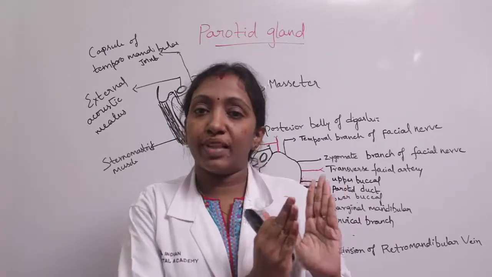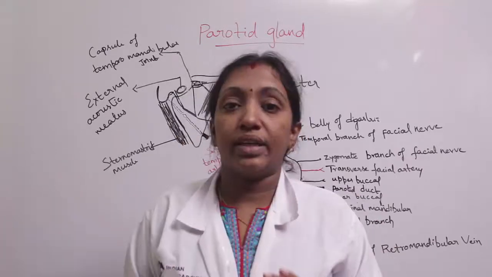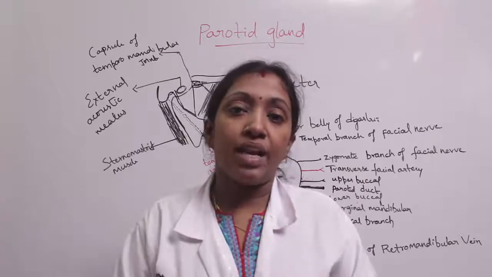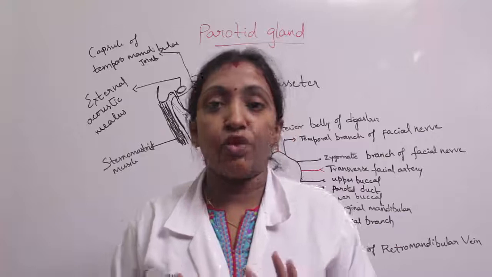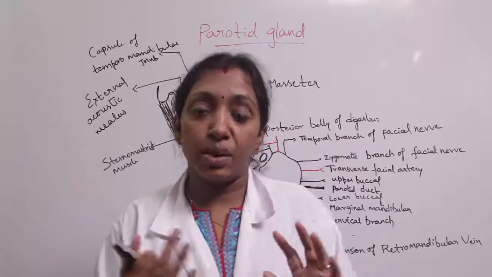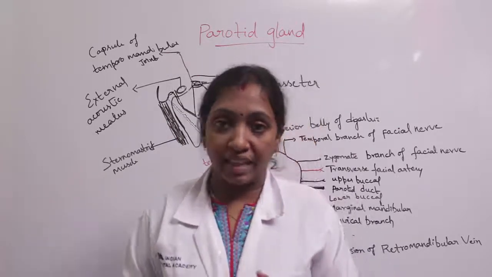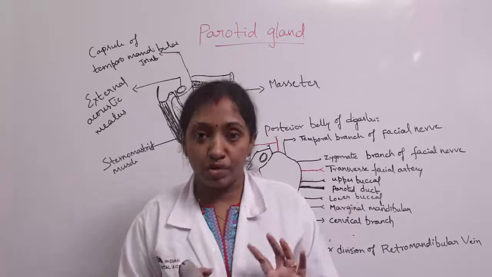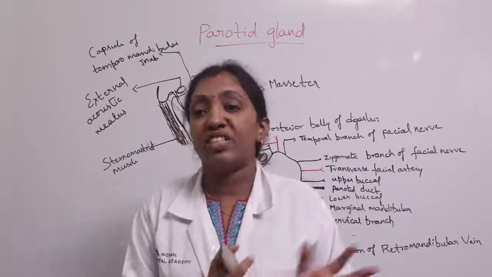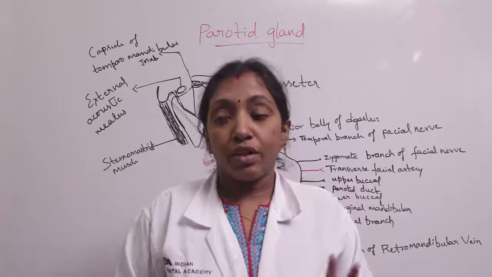The true capsule is formed by the condensation of the fibrous stroma of the gland. The false capsule is derived from the investing layer of deep cervical fascia. The superficial lamella is very thick, forms the parotid sheath and is attached to the zygomatic arch. From there it covers the masseter to form the parotidomasseteric fascia. The deep lamella is very thin and attached to the styloid process. From there it is thickened to form the stylomandibular ligament, which is attached to the angle of the mandible.